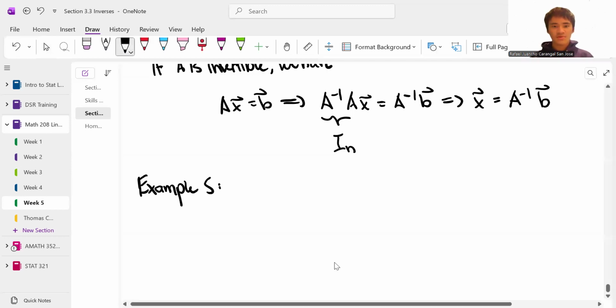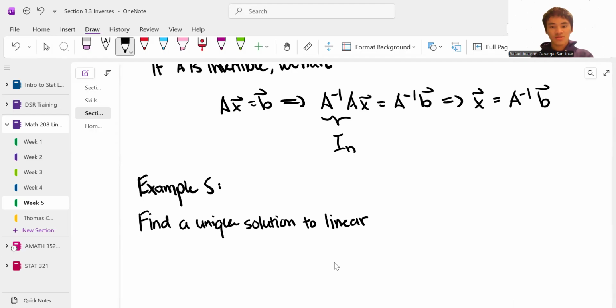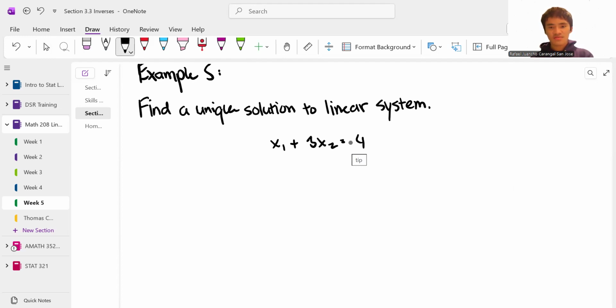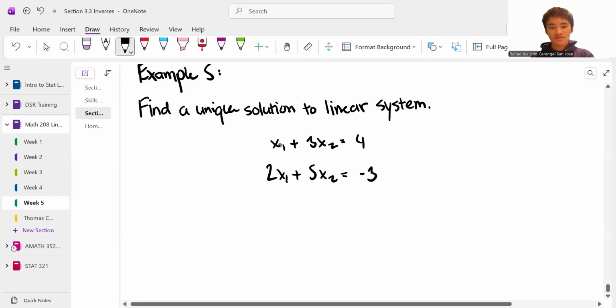Okay, let's try this example. We want to find a unique solution to a linear system. Here we're given a linear system: x sub 1 plus 3x sub 2 is 4. Then we also have 2x sub 1 plus 5x sub 2, which is negative 3.